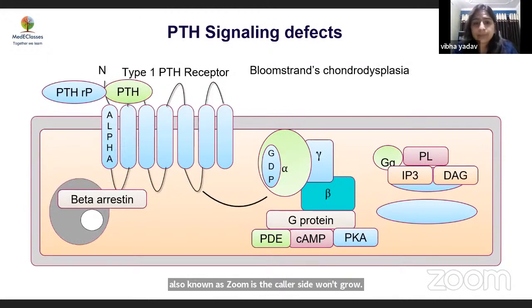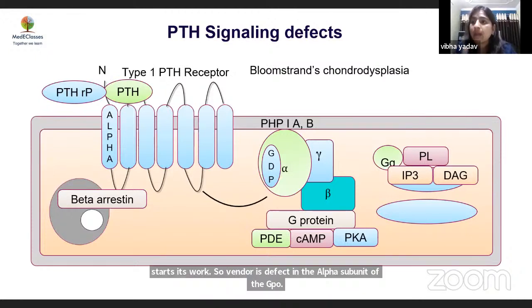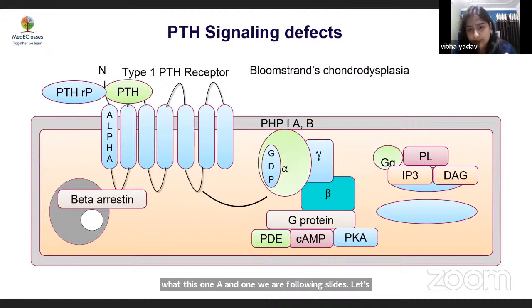Okay. Now, coming to PHP, what is PHP? PHP is pseudohypoparathyroidism. PTH acts on the PTH receptor, and it also starts its work via the alpha subunit of the G protein. So when there is a defect in the alpha subunit of the G protein, it will cause PHP 1A and 1B. I'll describe what 1A and 1B are in the following slides. Let's see what the classification is.